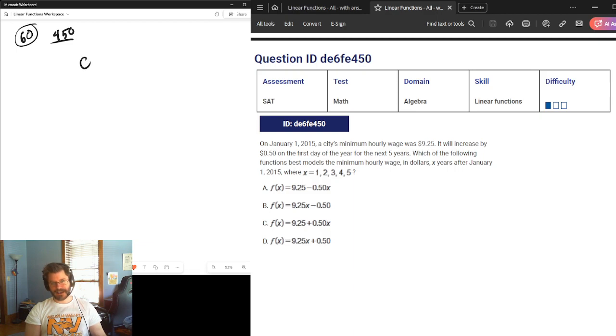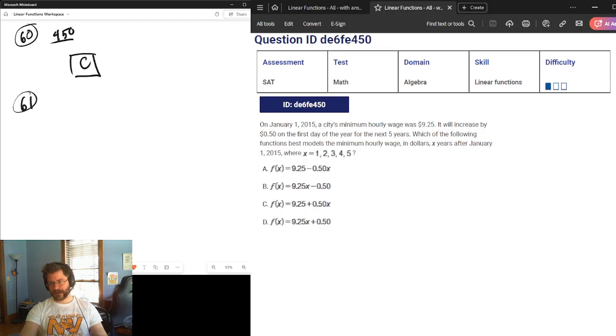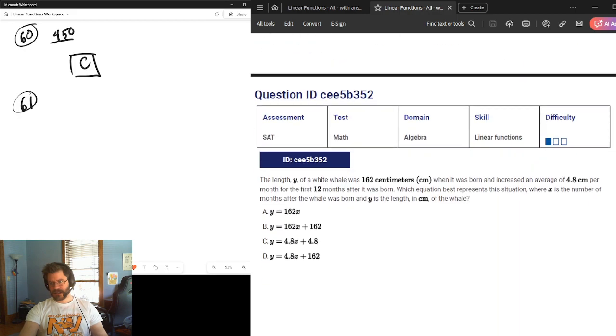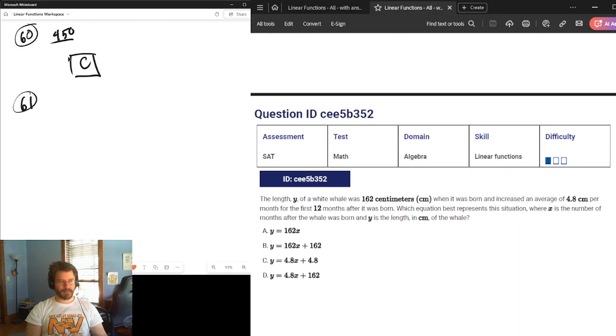So yet again, the answer appears to be C, 61. And that's conceptual. There's no math to be done on that one, no calculating. It's just a conceptual question. And the tricky piece there is to just not overthink it. 352 is our code.